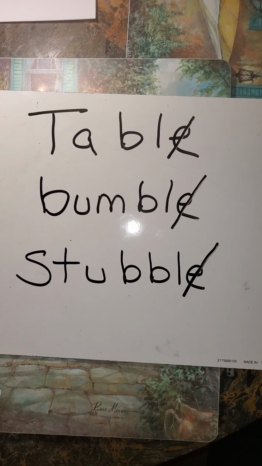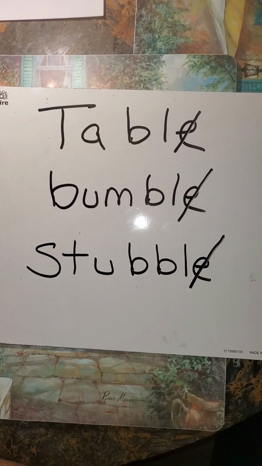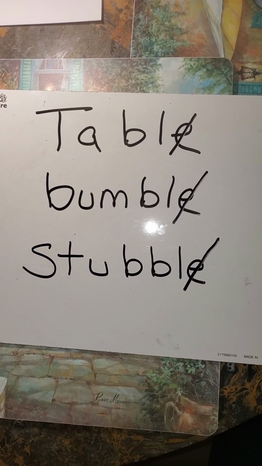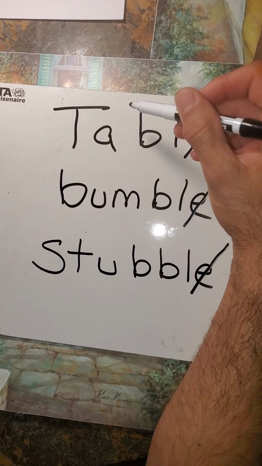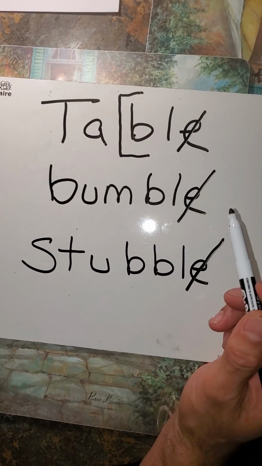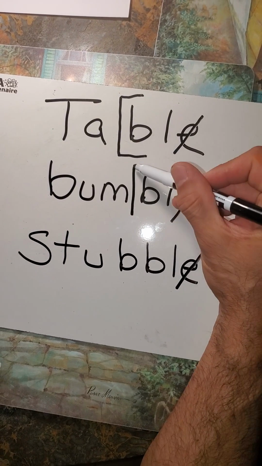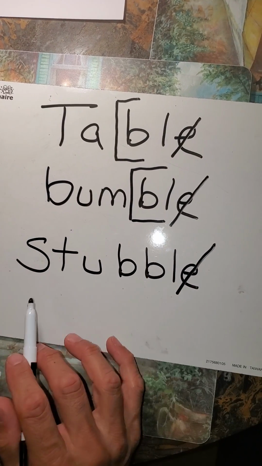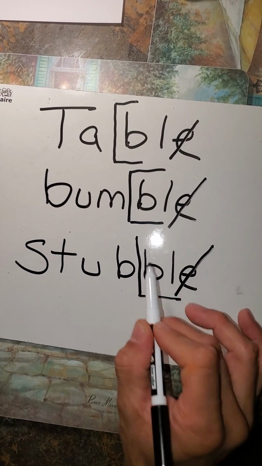Let's finish coding these words. We code the final stable syllables with brackets. Let's put a bracket before the final syllable. So in table, the bracket's going to go right between the A and the B. In bumble, it's going to go between the M and the B. And in stubble, you guessed it, between the two B's.